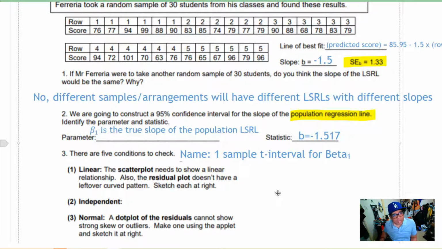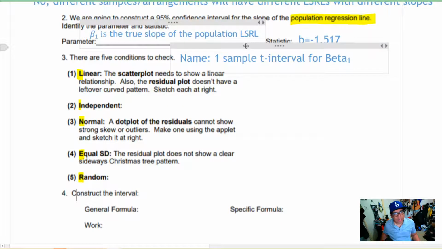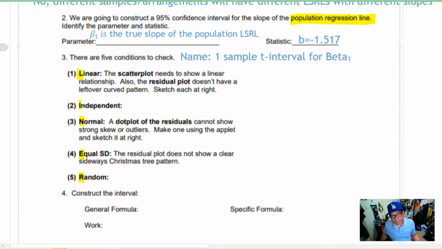Anyways, there are 5 conditions that we need to check. They are linear, independent, normal, equal standard deviations, and random. I'm highlighting here so you can see that this is an acronym that we're going to use. It is the acronym LINER. Admittedly, not the best acronym, but at least it's descriptive. This is about a line, so LINER. So, what are the conditions?